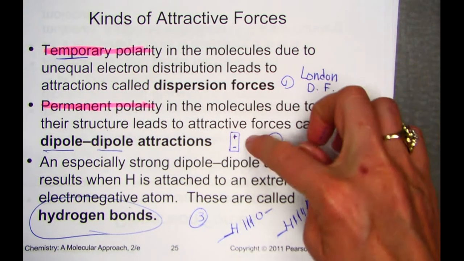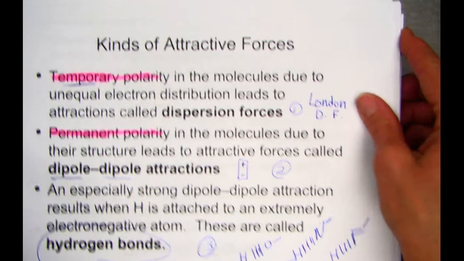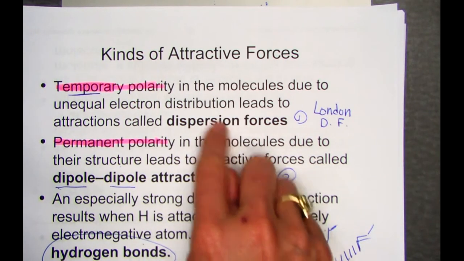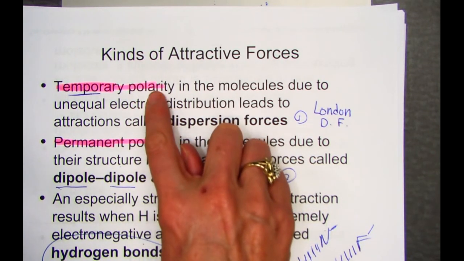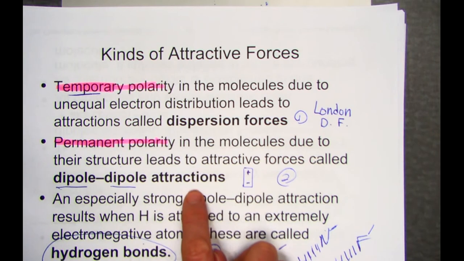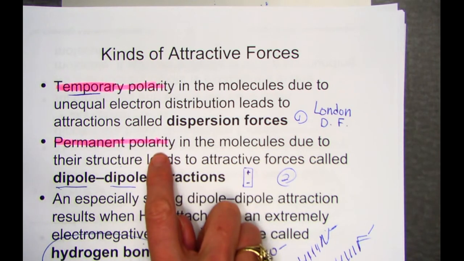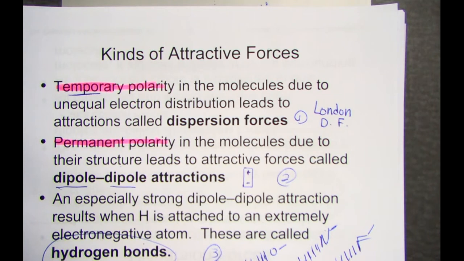The three categories of attractive forces: dispersion forces, which is a temporary polarity, dipole-dipole, which is a permanent polarity, and the strongest of all is very unique to a hydrogen being attracted to either nitrogen, oxygen, or fluorine. Hydrogen on one molecule, strongly attracted to a very electronegative element on the other.